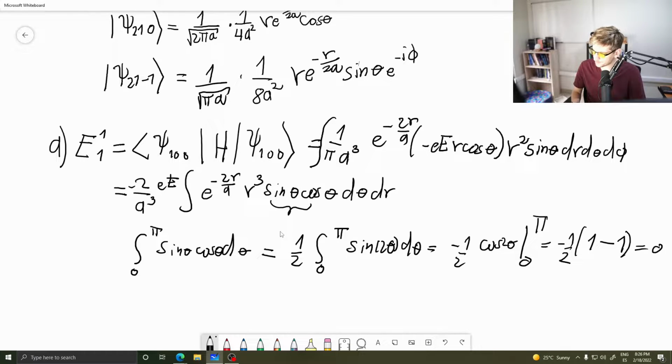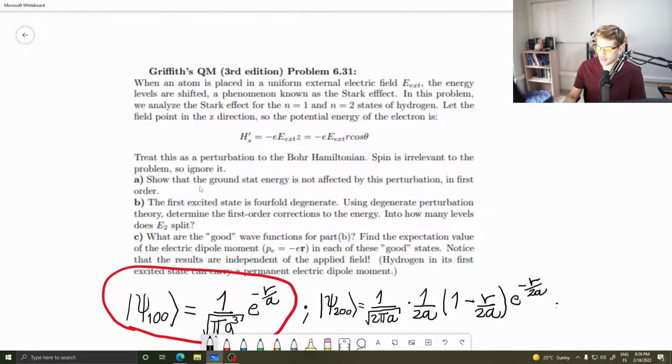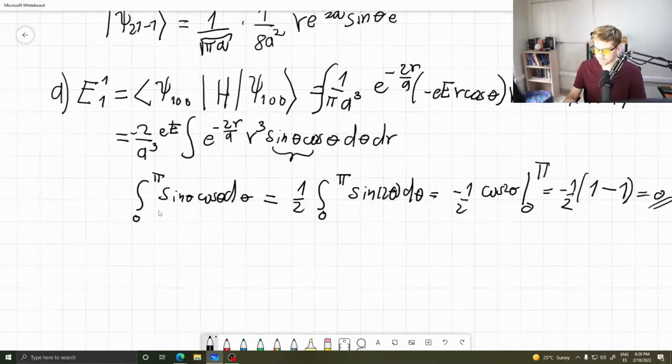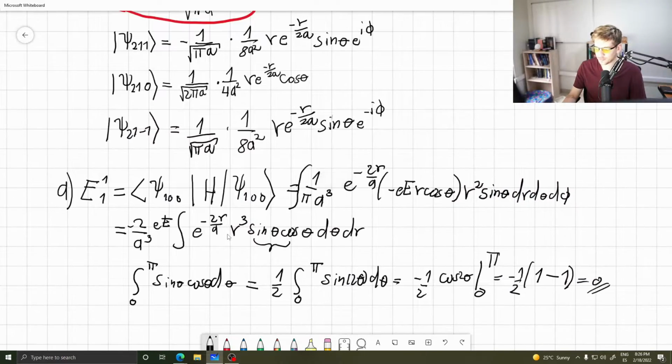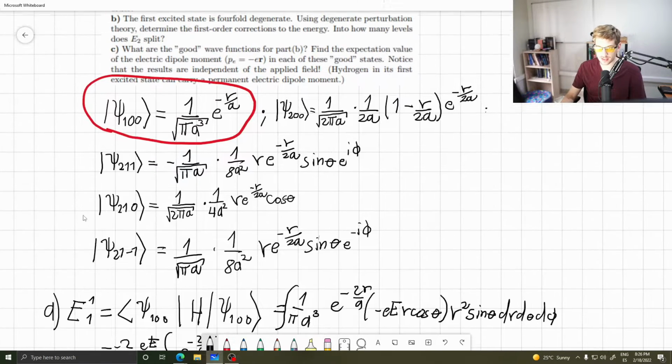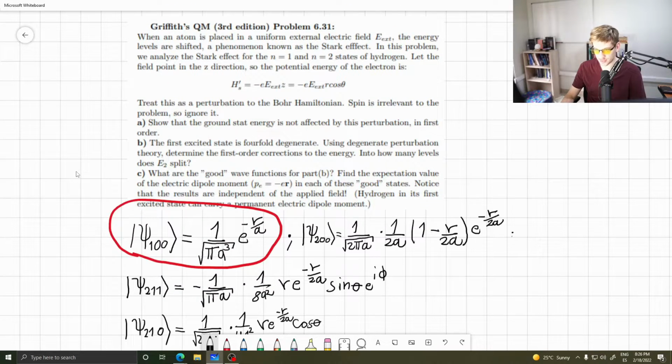So 0. So here we just verified that the ground state energy is not affected by this perturbation. All right, so there is no correction to the ground energy. Okay. Now that is part A. All we did was just take the energy correction, as we have done many times before. There wasn't anything particularly new or weird about what we did.